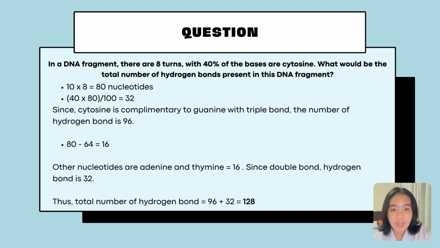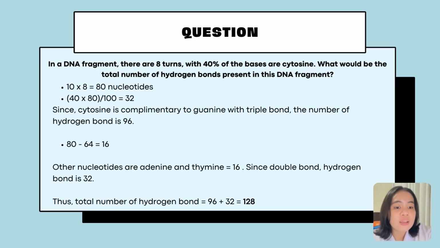For the fourth question, we have: in a DNA fragment, if there are 8 turns with 40% of the bases being cytosine, what would be the number of hydrogen bonds present in this DNA fragment? So we know that 10 bases exist in each complete turn of the DNA helical structure, and we have to multiply it by 8 since it says here that we have 8 turns, and it will result in 80 nucleotides. Thus, for the cytosine, 40, we have to multiply it by 80, which will be 3,200, and divided by 100 is equal to 32. And since cytosine is complementary to guanine with a triple bond, the number of hydrogen bonds is 96.